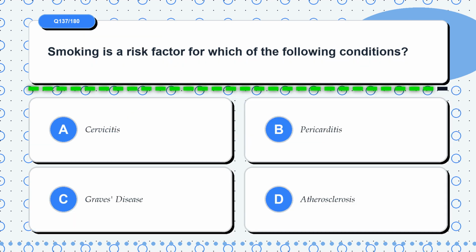Question 137. Smoking is a risk factor for which of the following conditions? Here are the options. Option A, cervicitis. Option B, pericarditis. Option C, Graves' disease. Option D, atherosclerosis.